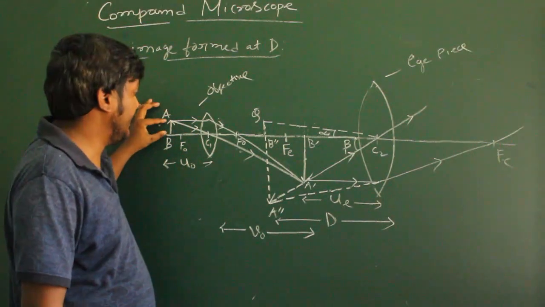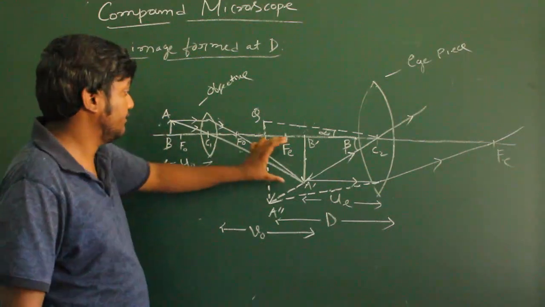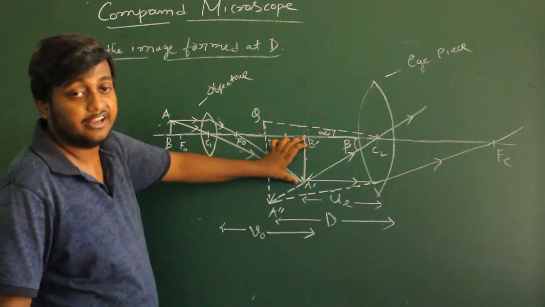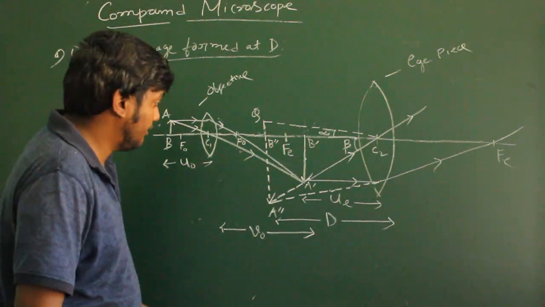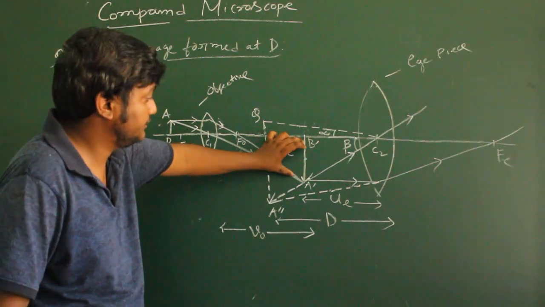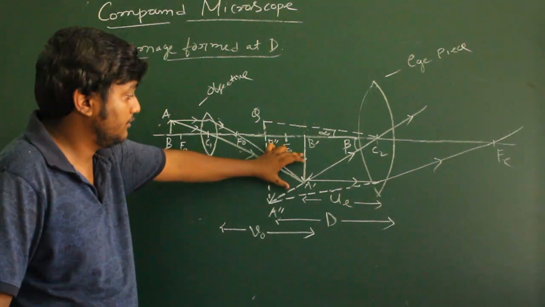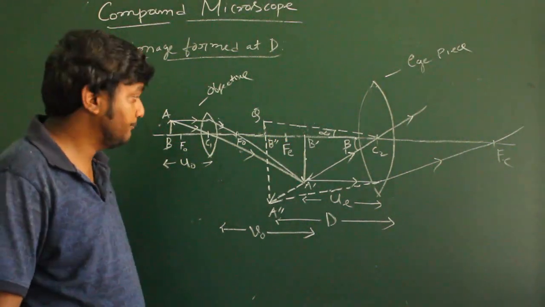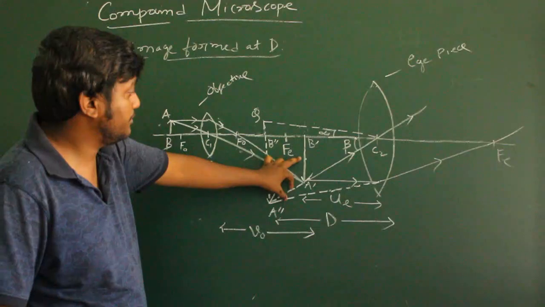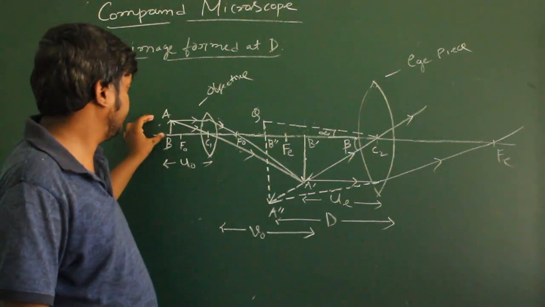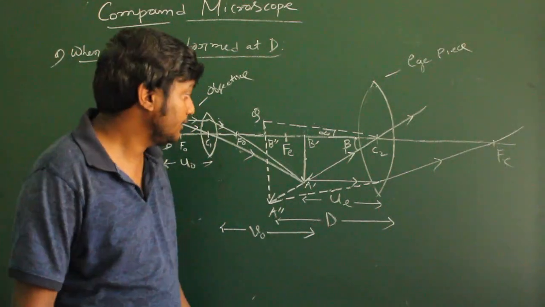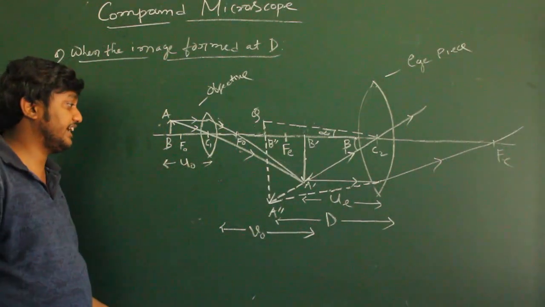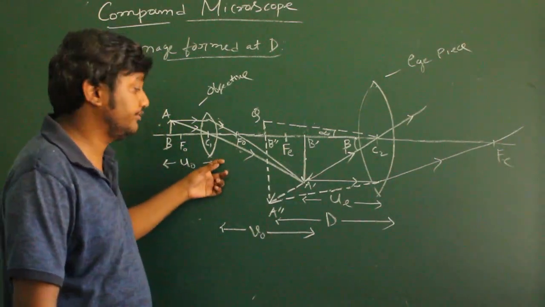So this object AB will give a real and inverted image of this object AB. This is real and inverted. AB is the object and A'B' is the image formed by the objective.